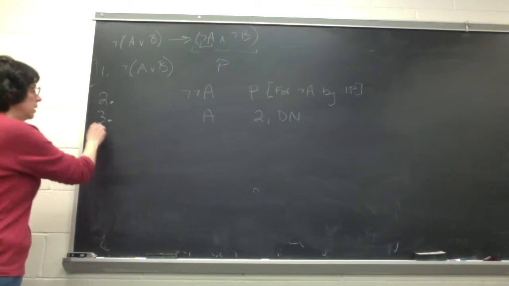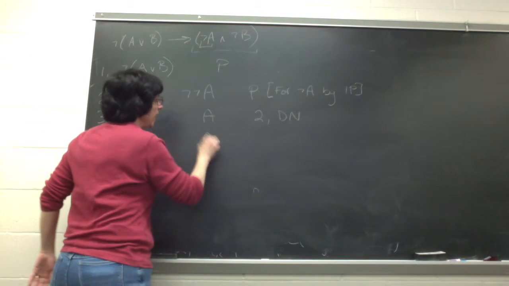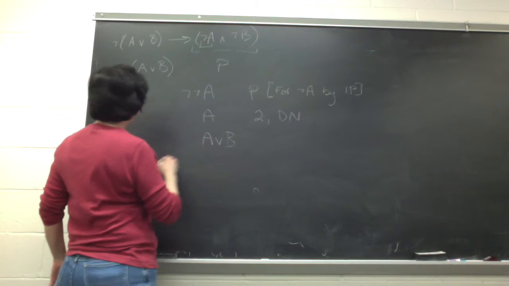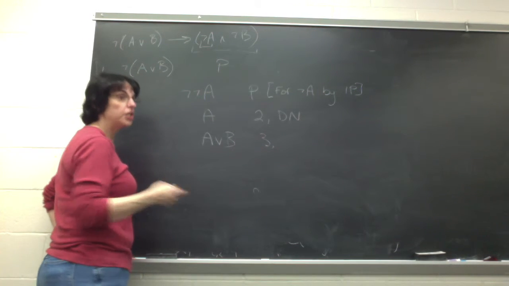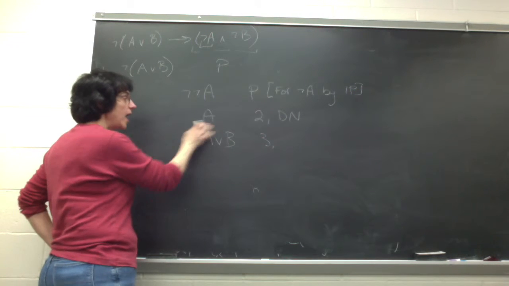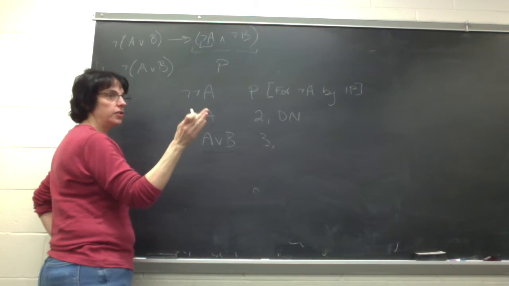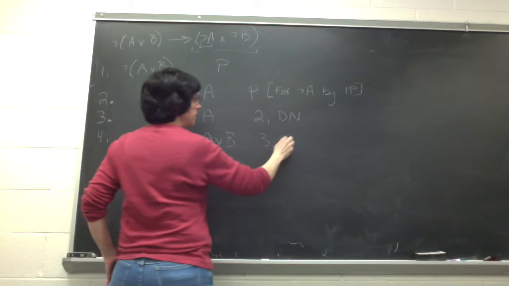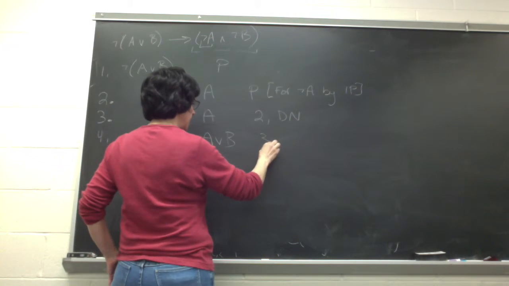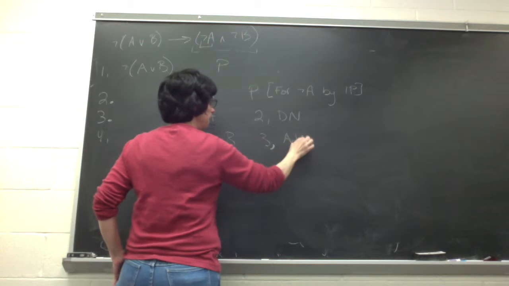You bet. I could say A or B, based on line 3 and what rule? The addition rule, right? Because if I know A, then I know A or B is true. Question or stretch? Stretch. Okay. So I know A or B by line 3 and addition.